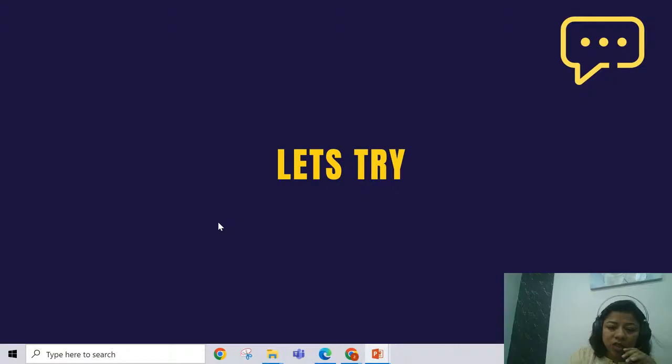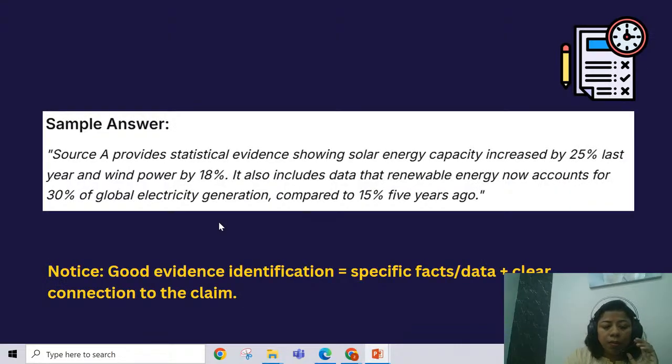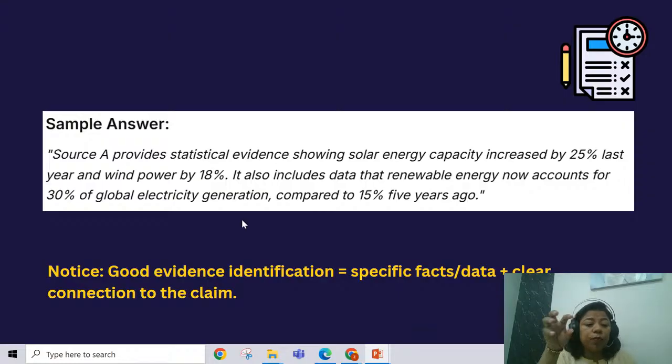So now let's try. Instead of trying, let's look at the sample answer. Source A provides statistical evidence showing solar energy capacity increased by 25% last year and wind power by 18%. It also includes data that renewable energy now accounts for 30% of global electricity generation compared to 15% 5 years ago.